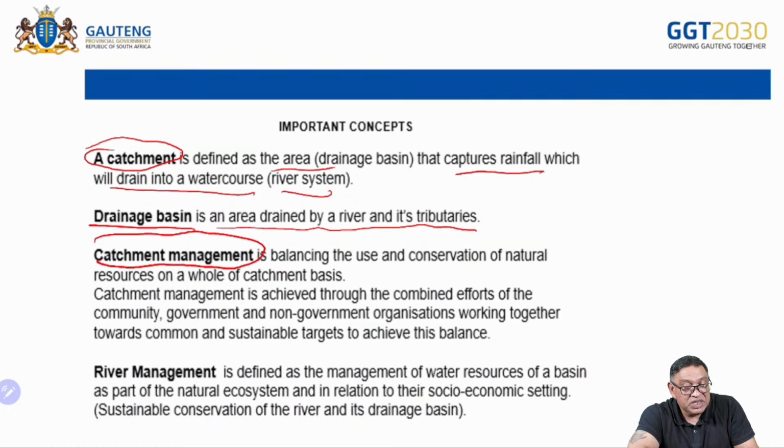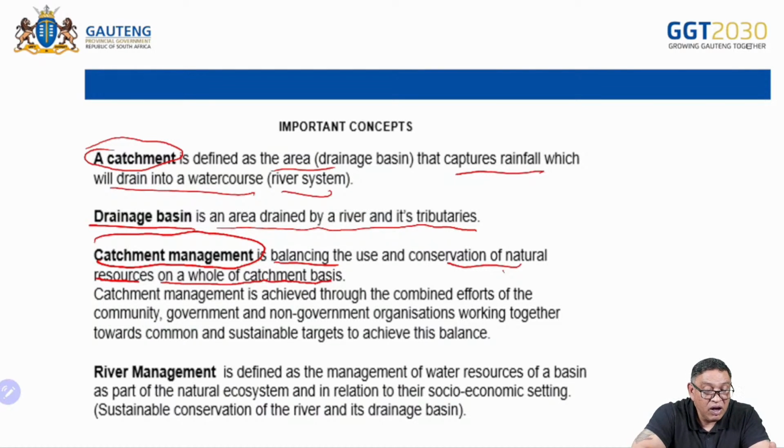Catchment management is balancing the use and conservation of natural resources on a whole-catchment basis. So it's managing the use and conservation. Please note that when we look at catchment management, we don't tell people, oh, we want to conserve this catchment area, please remove yourself from this. It's about balancing the use of it.